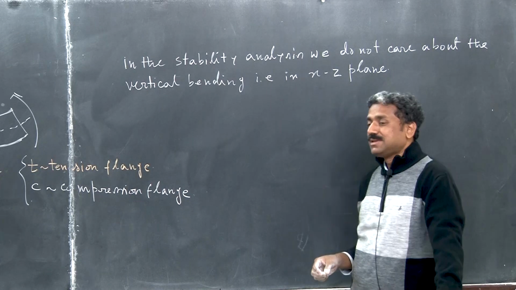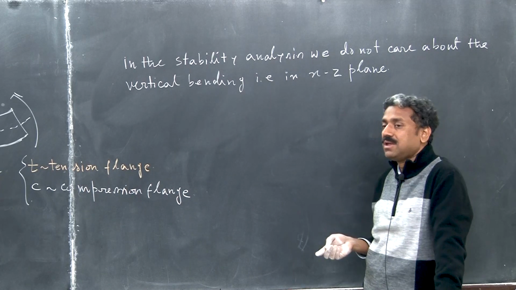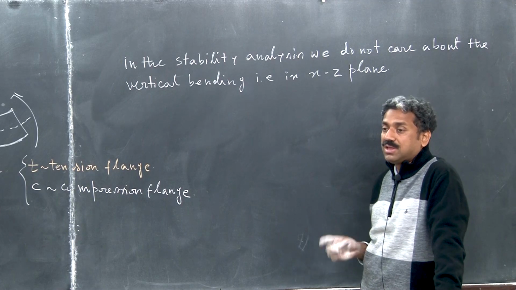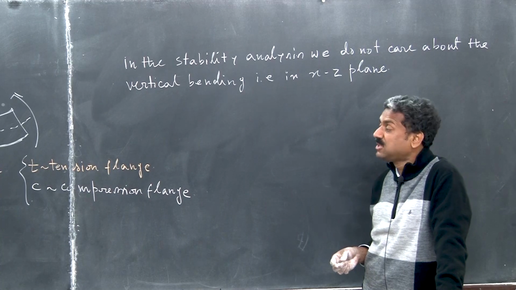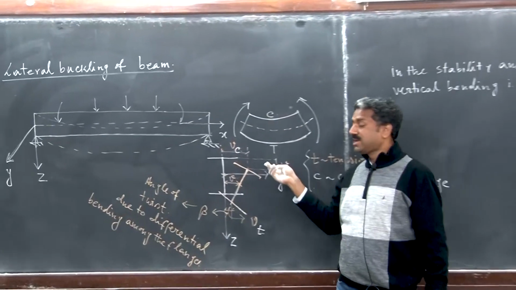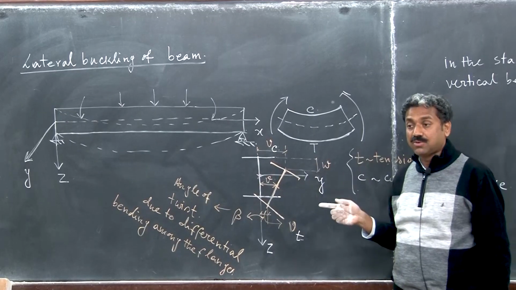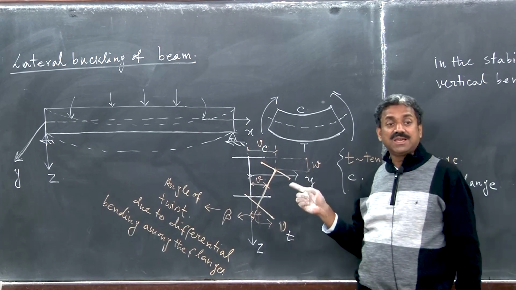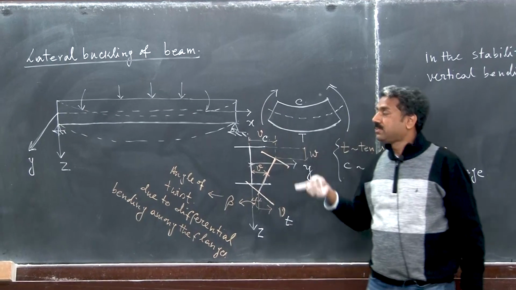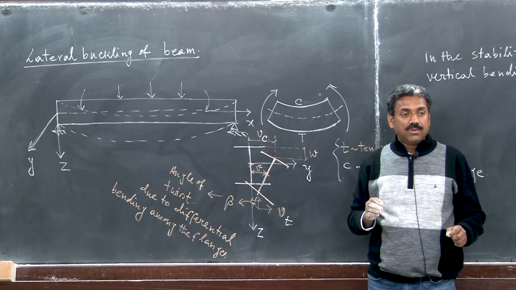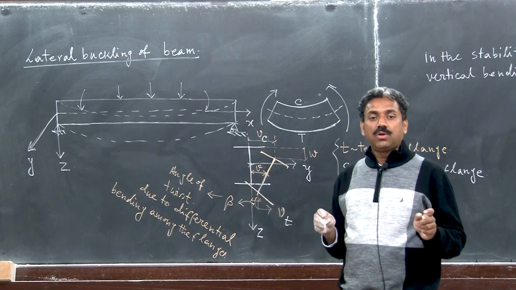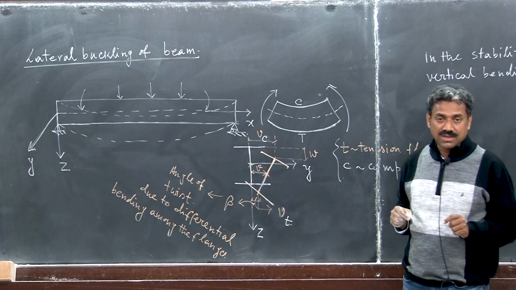What do we mean when I say caring? We do not include the contribution of strain energy of vertical bending in the analysis, because as far as instability is concerned, other than inducing compression and tension in the top and bottom flange, vertical bending does not have any other role. In the vertical bending, the beam was in equilibrium under the transverse load prior to buckling, right. So we are not going to consider its contribution in the strain energy.